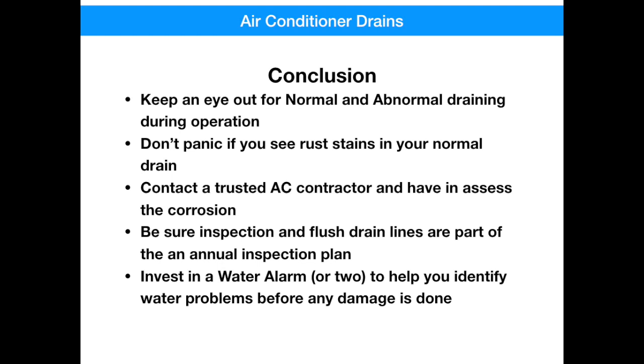Have a contractor assess the corrosion. Be sure your drain lines get flushed by your contractor annually, and invest in some cheap water alarms. They can be used all over the house and can save you thousands in mold and mildew mitigation as well as water damage.